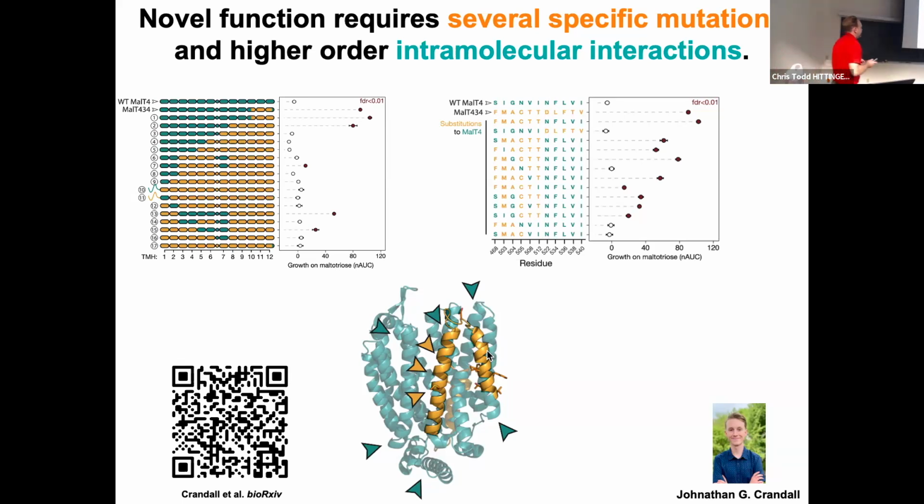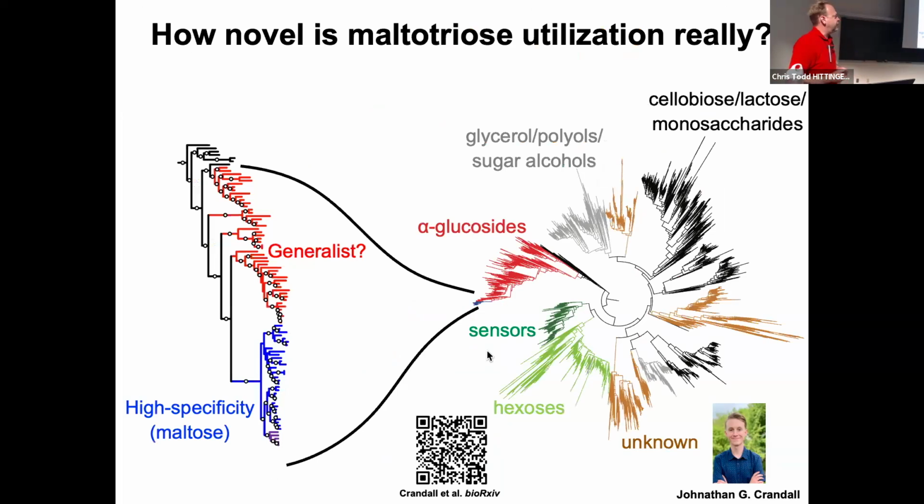Now, if you start to squint at the structure and do molecular docking simulations, as John has, you can start to convince yourself how these changes have opened up the pocket in a way that we can now bind the bulkier maltotriose, whereas before it was just able to bind maltose. So if that model is correct, if it's really about opening that channel up so that it can bind this bulkier sugar instead of being a high specificity maltose transporter, that really raises the question of how novel maltotriose utilization really is. If it's about getting an open pocket rather than something very specific, such as for maltose, is that really hard to do?